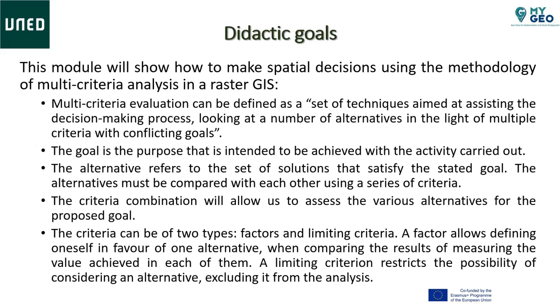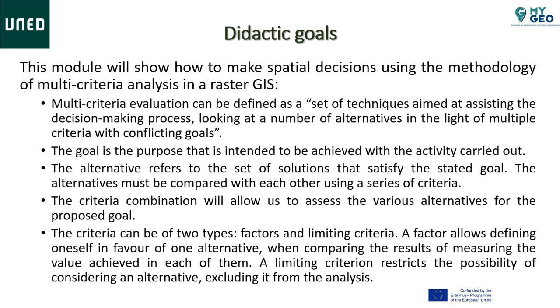A factor is a criterion that allows defining oneself in favor of one alternative and against another, when comparing the results of measuring the value achieved in each of them. For its part, a limiting criterion restricts the possibility of considering an alternative, excluding it from the analysis.